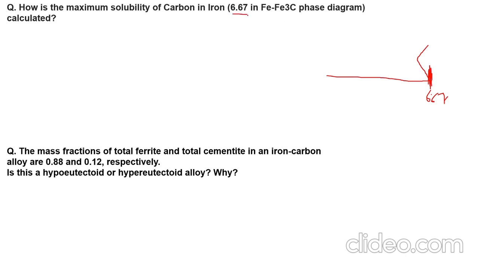Why is it so? You can take a minute to think on it. Why are we given the maximum percentage of carbon in iron, based on the iron carbon diagram, as 6.67 only? Why not more than that?